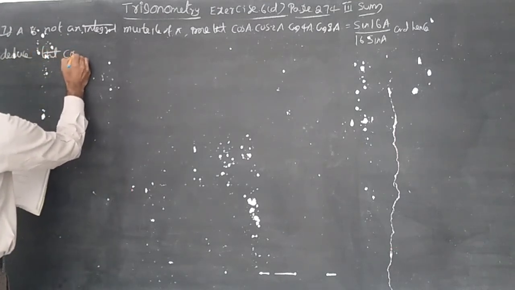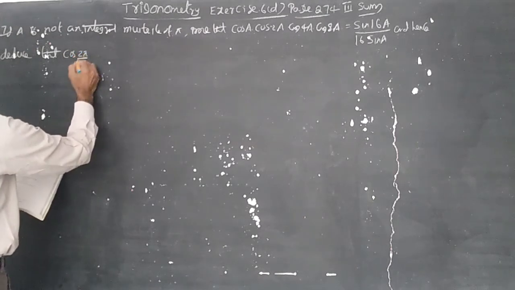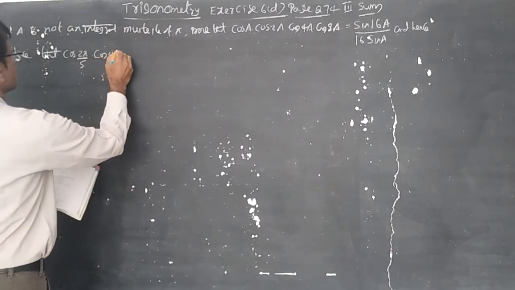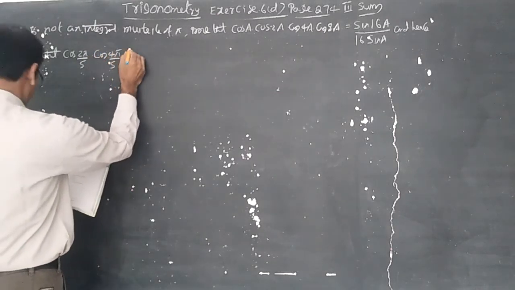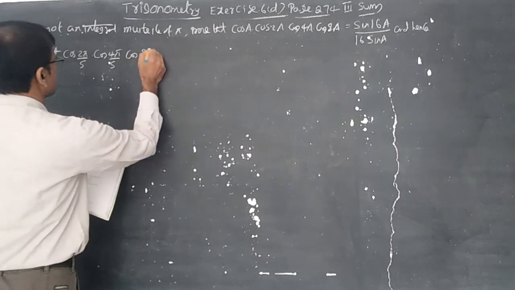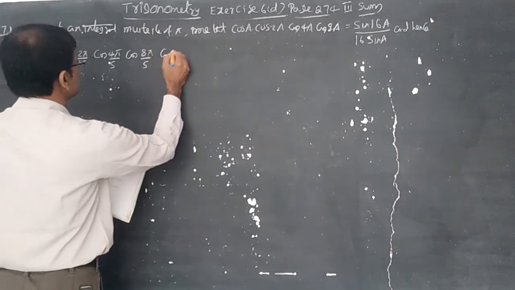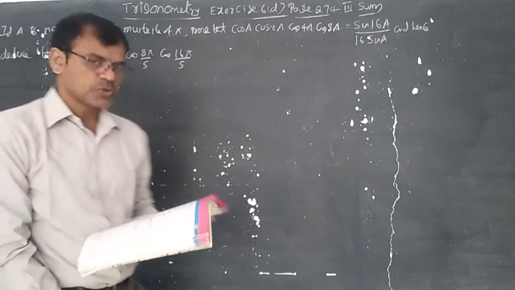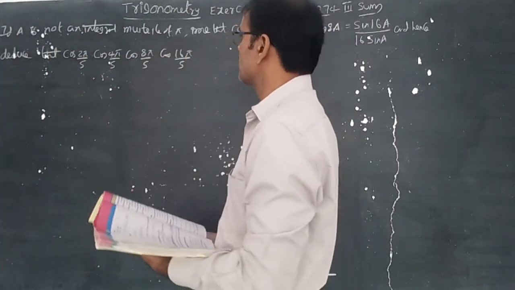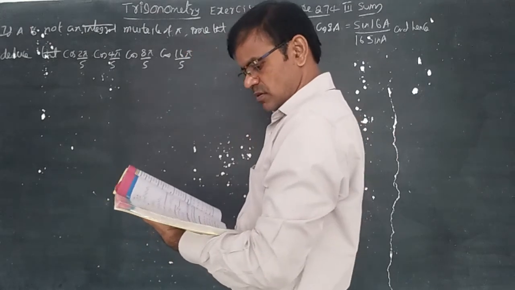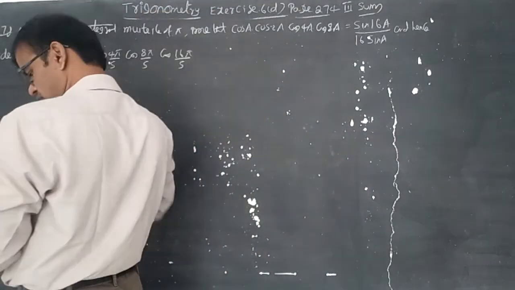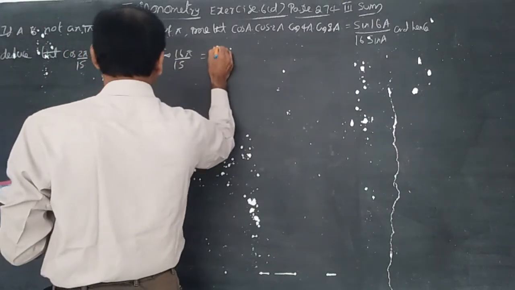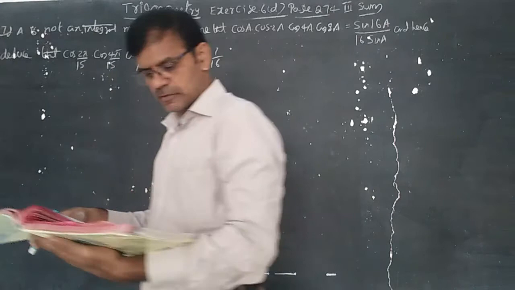cos 2 pi by 5, cos 4 pi by 5, cos 8 pi by 5, cos 16 pi by 5 is equal to 1 by 16. Cos pi by 15, cos 2 pi by 15, cos 4 pi by 15, cos 8 pi by 15, cos 16 pi by 15 equal to 1 by 16.